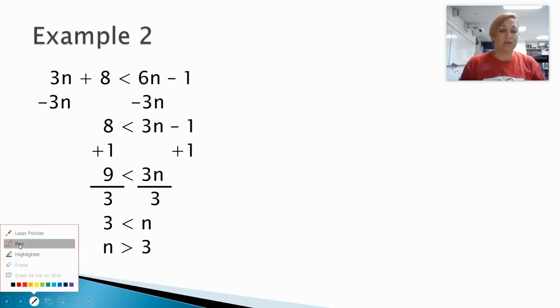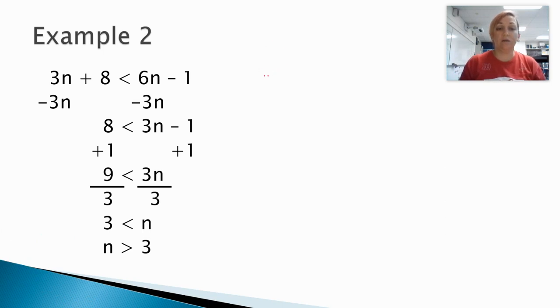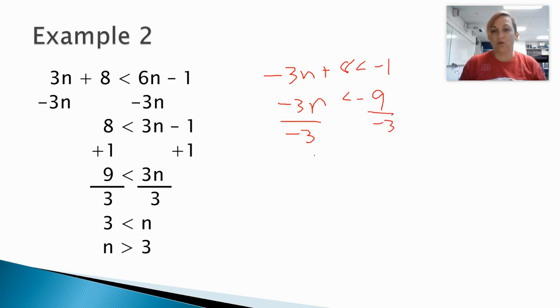If you had chosen to move the 6 instead, you're going to get negative 3n plus 8 is less than negative 1. You would minus the 8. And you would also end up flipping your inequality, but you would flip your inequality for a different reason. You would need to divide by a negative number, and that is going to flip your inequality. And so again, it doesn't matter which one you move where, you're still going to get the same answer. And we both would end up flipping our inequalities.